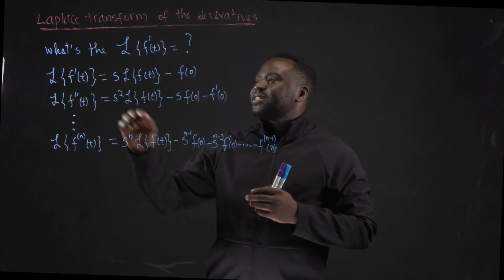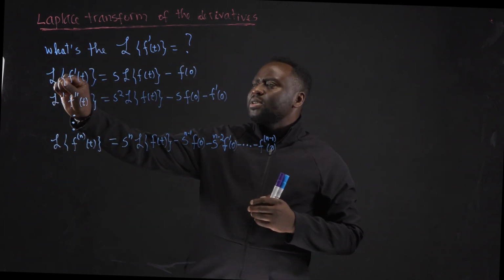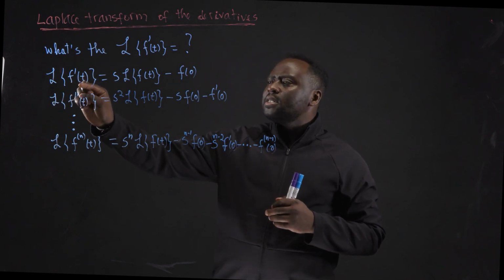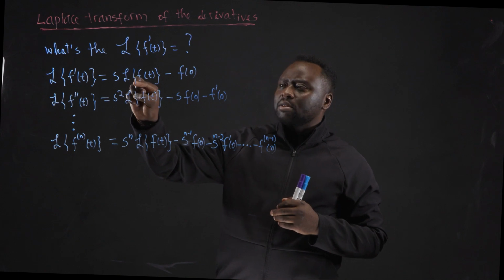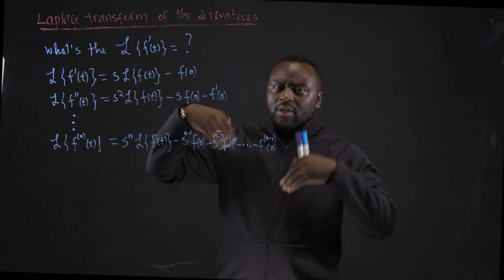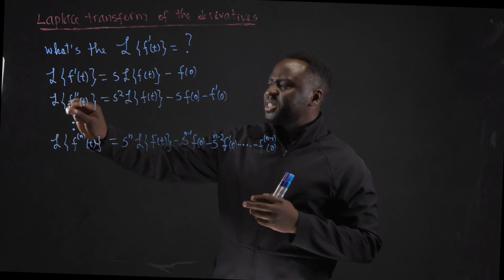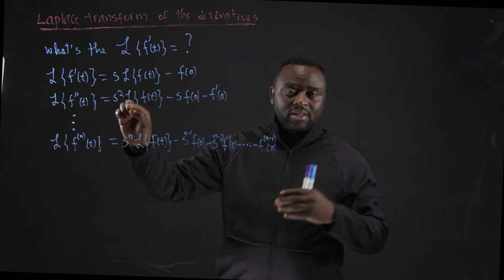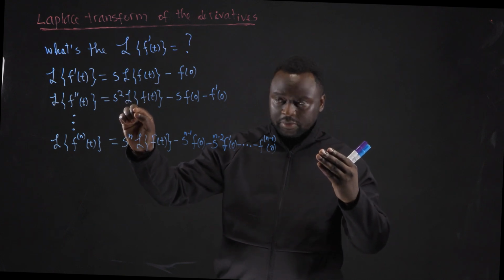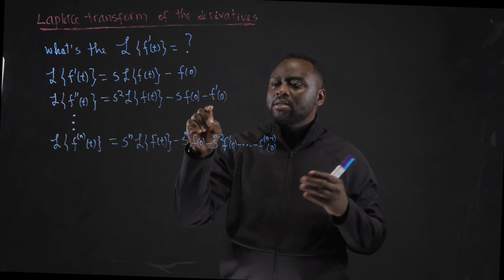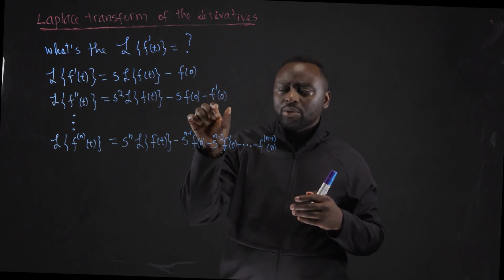So let's see. We can see here that the Laplace transform of the first derivative of the function f of t is s times the Laplace transform of the function f of t minus f of 0. If we move to the second derivative, the Laplace transform is s squared times the Laplace transform of the original function f of t, minus s times f of 0, minus f prime of 0.